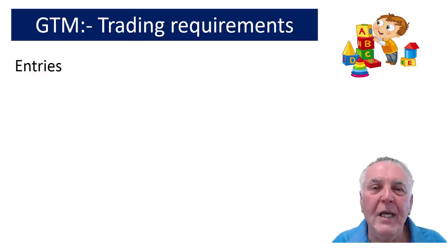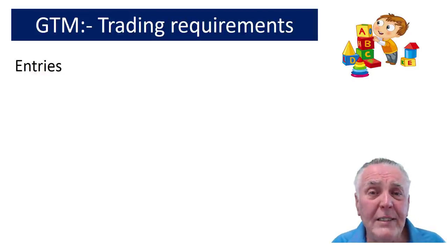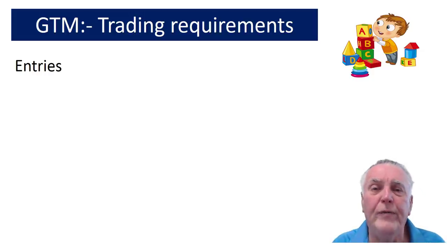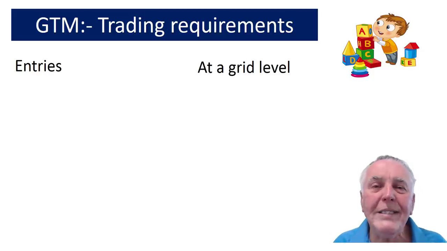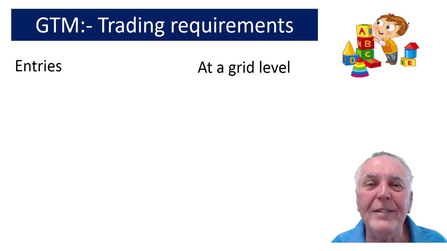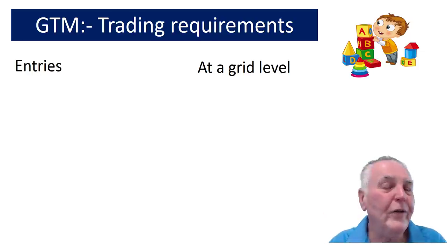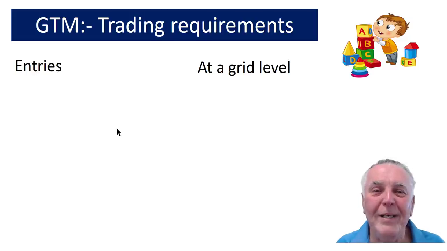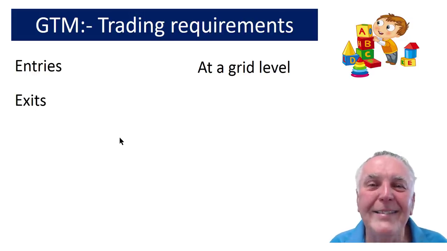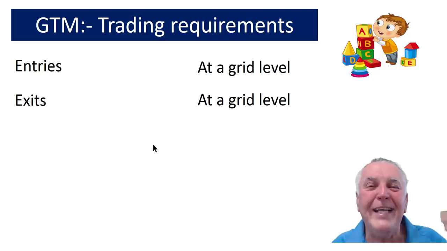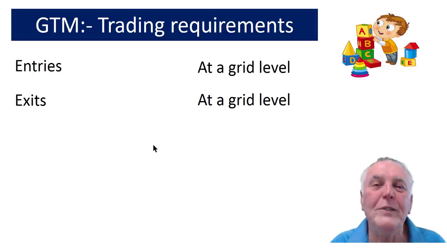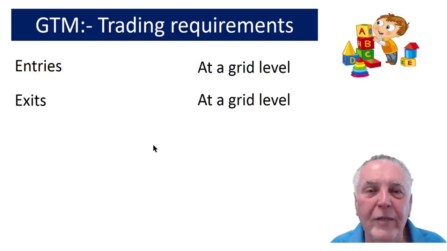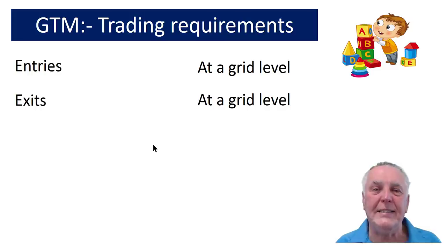Firstly, the entries. Now, with a conventional trading technique, there's a considerable effort to get the best entry. With this technique, you don't have to think about the entries. It is done at each grid level automatically. You don't have to worry about entries anymore. Then the exits. The same thing applies. The exit, as I said, as the price touches the grid level, it will close the deal and open another deal. So your entries and exits are catered for. How relaxing and easy is that?